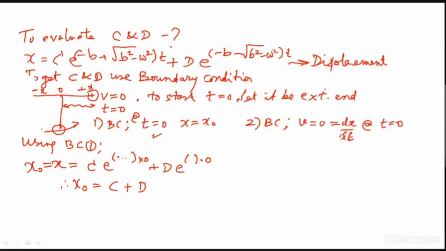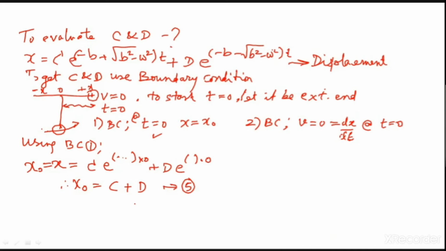We call it by some expression number, I don't remember what the earlier expression was, so I'll call this 5. So I got X naught equal to C plus D. C plus D is equal to X naught.